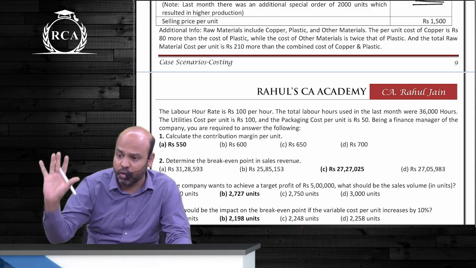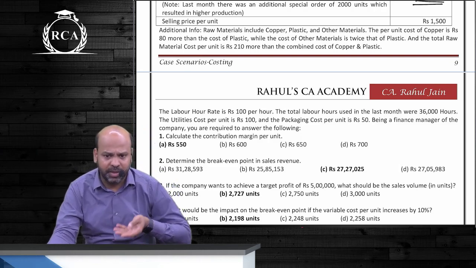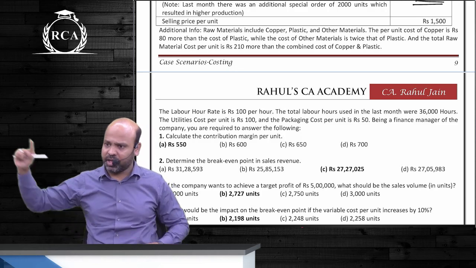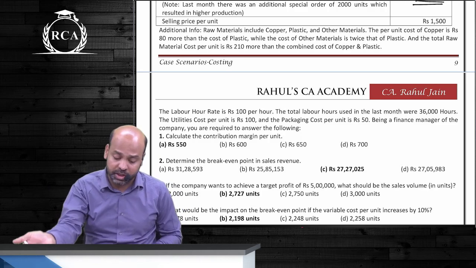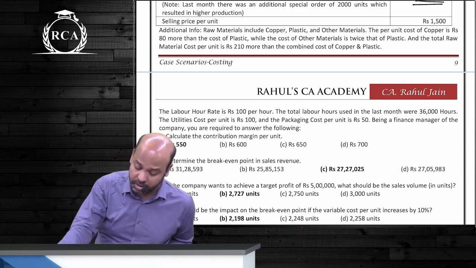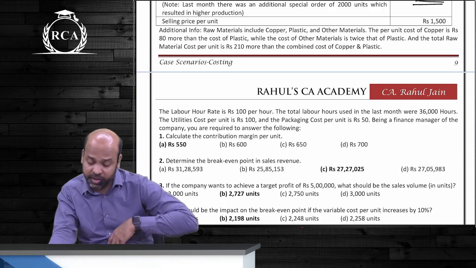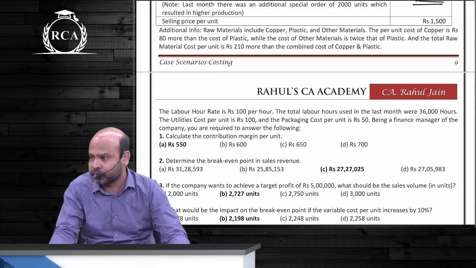Let us concentrate only on this part. The only part here, beta, is this. They did not give us how much is raw material cost. They're just confusing us. We will have to figure out from this information how much is copper, how much is plastic, how much is other materials. Understanding, beta? Once we get this, beta, the entire question is simple.